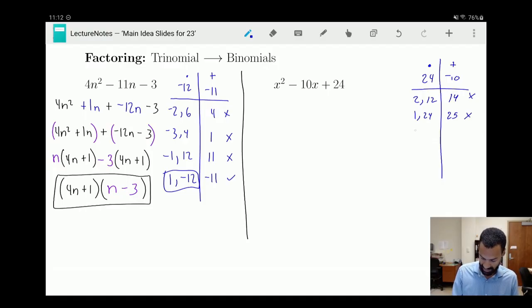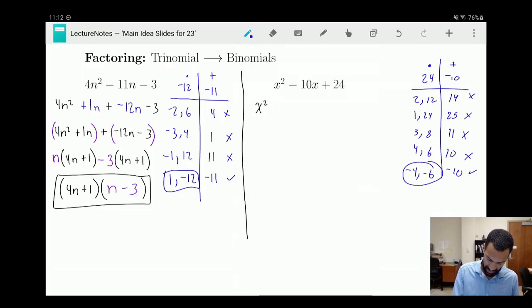We can try 3 and 8. Those add up to 11. We could do 4 and 6. Those add up to 10, +10, so let's flip those signs around. -10. There we go, -4 and -6. So I'm going to use -4 and -6 to split the middle term, -10x, into 2 terms. Bring down the squared term.